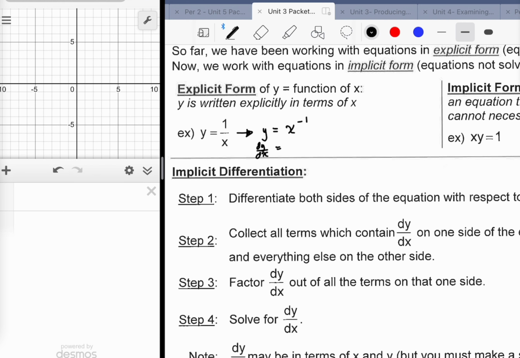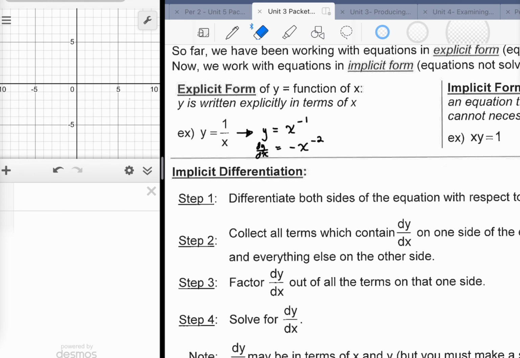Would be equal to negative 1x to the negative second, which you can then clean up a little bit if you want. Make it into a fraction, negative 1 over x squared. Now, we didn't realize this at the time, but every time we take the derivative of a function, we were applying the chain rule. It just wasn't always necessary, because x in this case is a linear function, just the x itself.